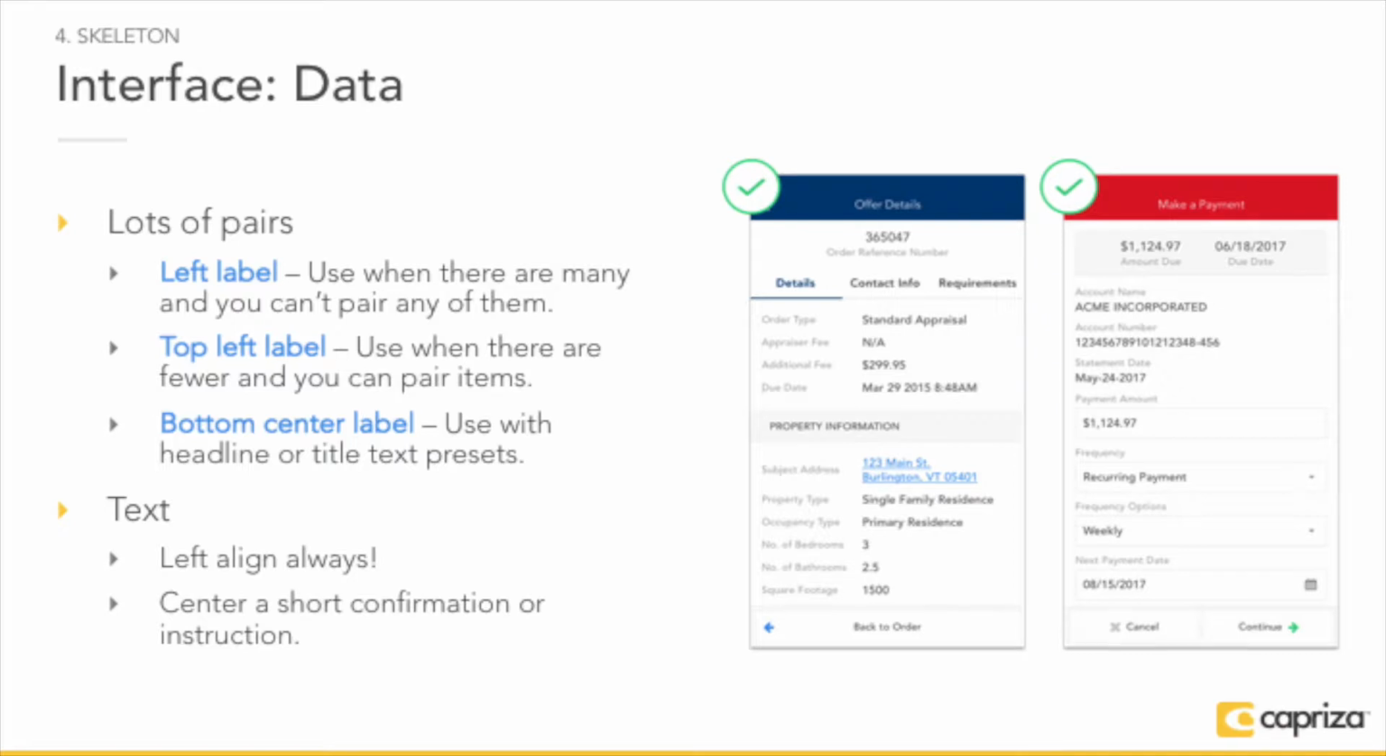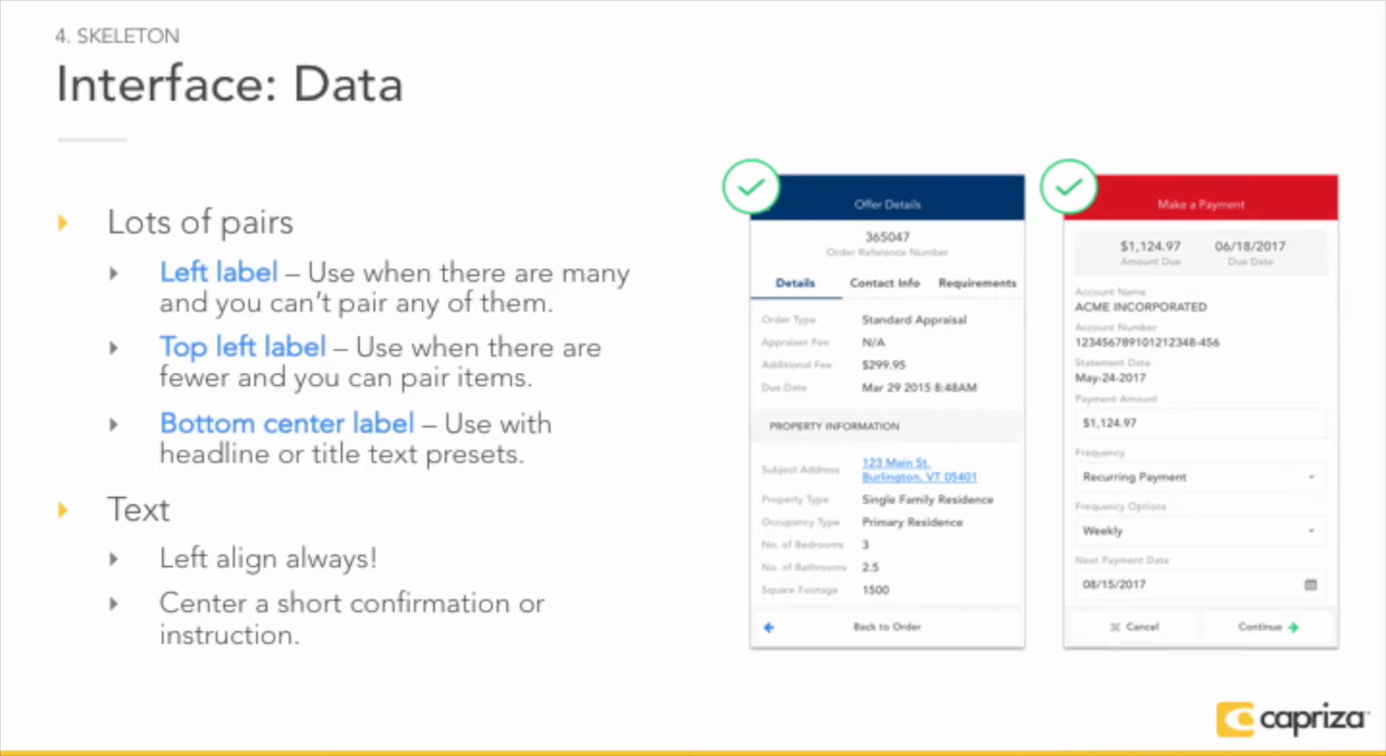When there are fewer text pairs, the top left label placement, the Capriza default, works great. Bottom center label placement is great for prioritized data and can elegantly add variation to the page. Text pairs can also be horizontally paired or grouped in cards as they are short and related.